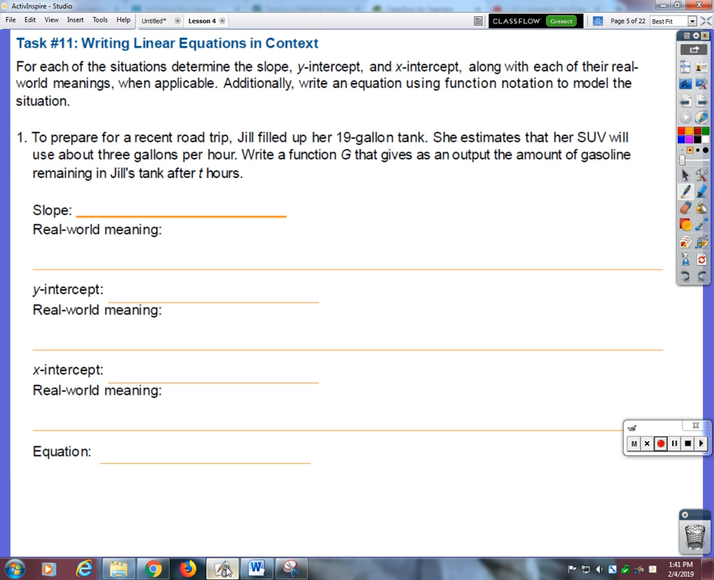Nathan, what would the slope of this equation be? She's got a 19-gallon tank. She's using 3 gallons of gas per hour. What's the slope? Right, so the real world meaning of the slope is that she's using 3 gallons of gas per hour. And that gives us a slope of -3. Are you guys feeling that? -3. No, she's driving, so the car is using the fuel to propel the vehicle, okay?